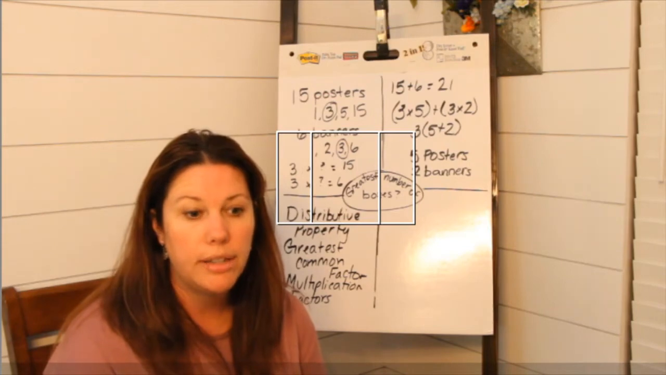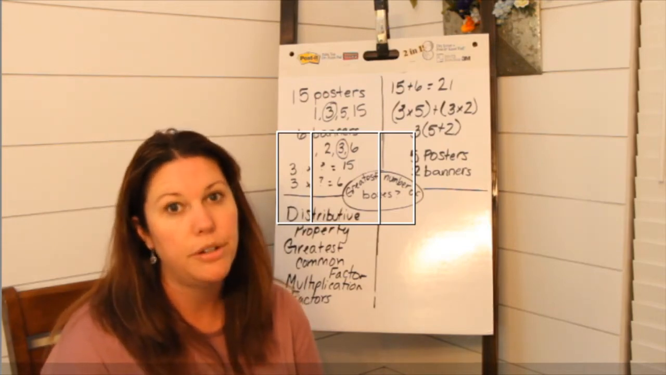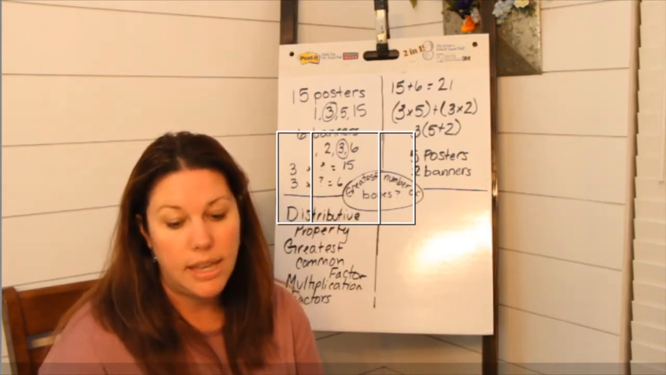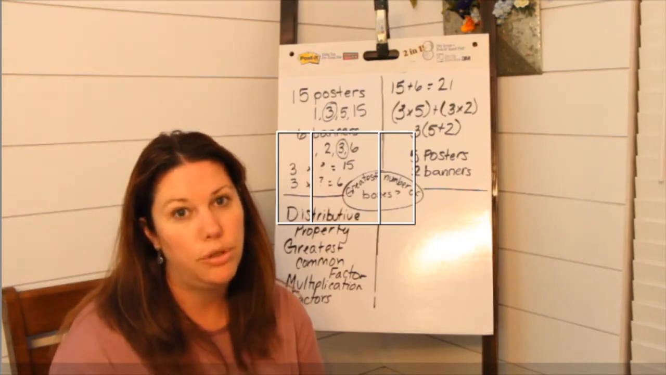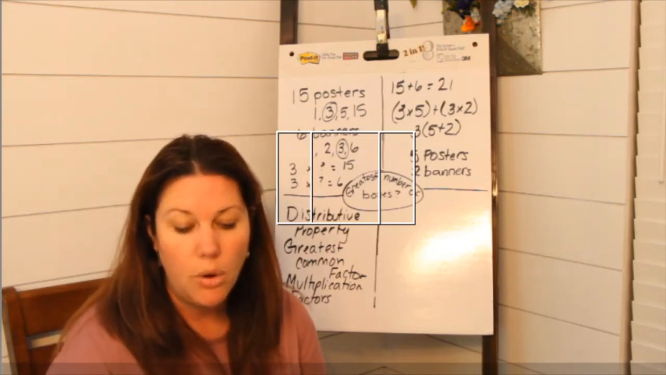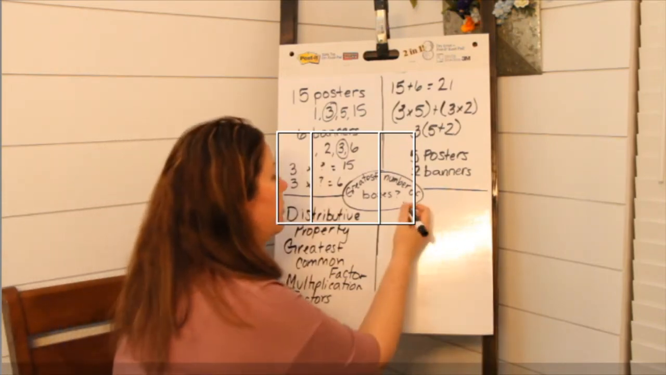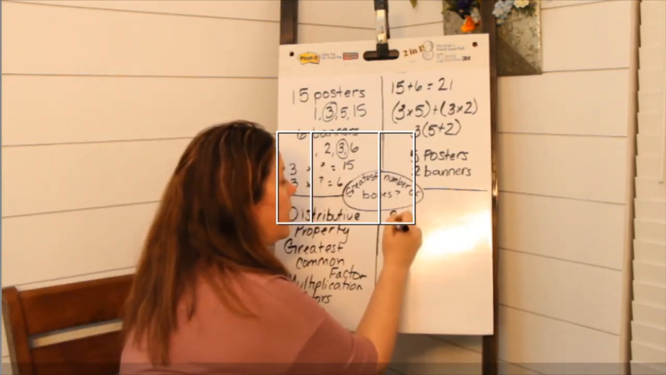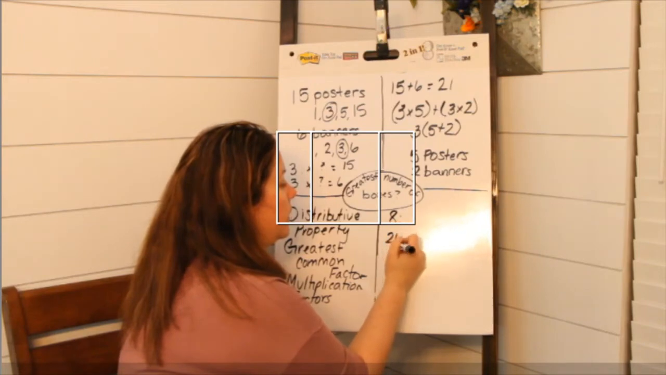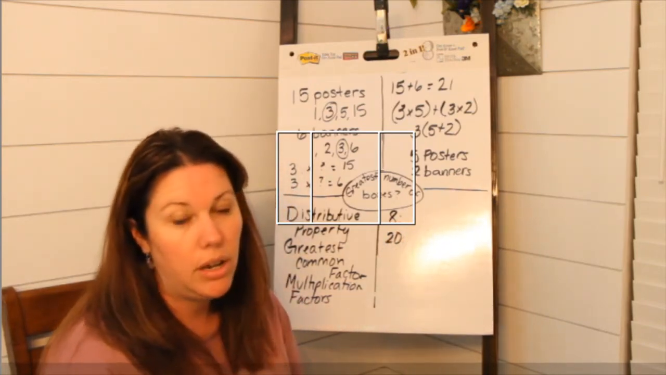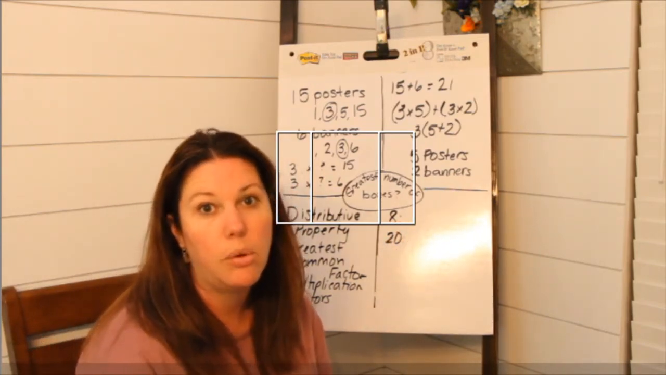Number 1, they're asking us to do the greatest common factor. And then number 2, they're asking us to find the product through distributive property. Okay, so let's start with 8 and 20. So I'm going to list my 8 here and my 20 here. And now I want to write down all the factors that equal 8.